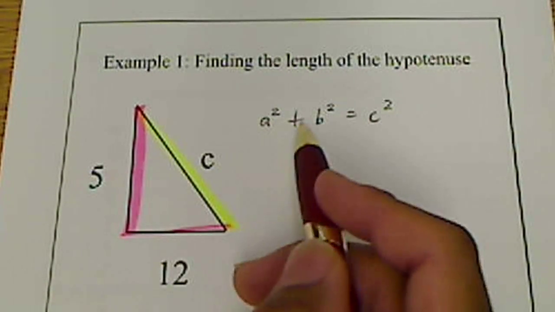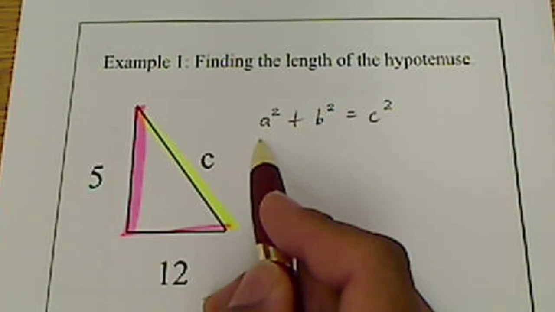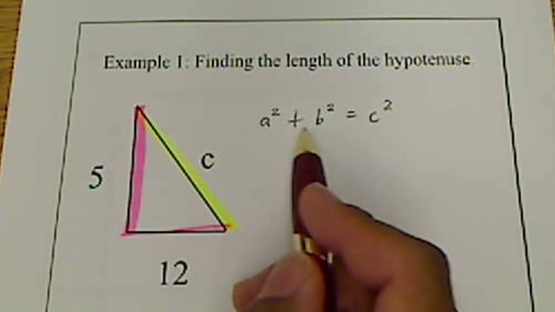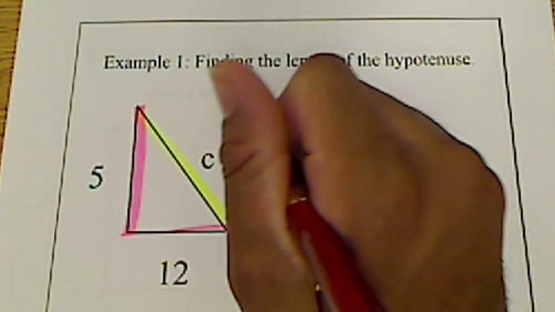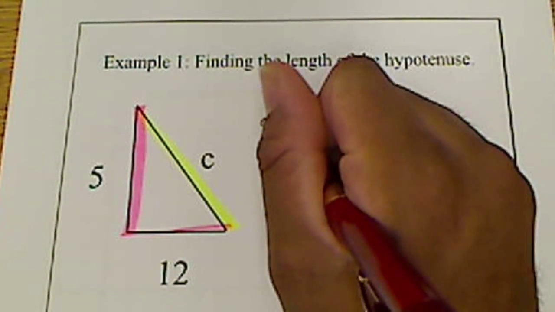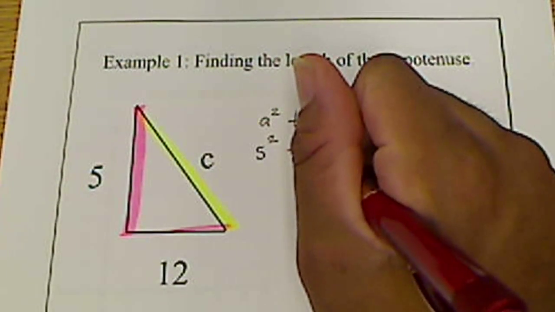Now, it doesn't matter about switching these up. This could be 5, this could be 12, or this could be 12, this could be 5. You can always mix up the legs, but you cannot mix up the legs with the hypotenuse. If you do that, you're going to come up with the wrong thing. So what would I replace A with? Yes, I will replace it with 5. And what would I replace B with? I replace it with 12.